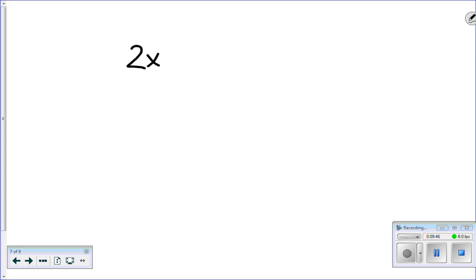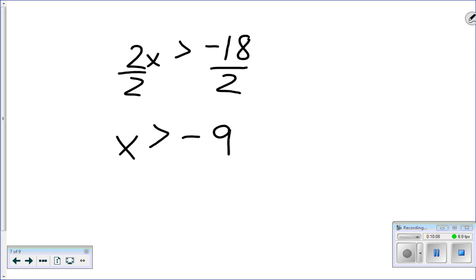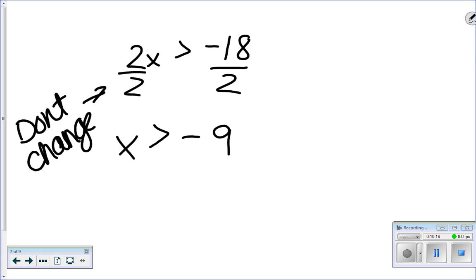Let's say 2x is greater than -18. Okay? So I'm going to divide by 2. Am I dividing by a negative number? No. Even though this is a negative, am I dividing by a negative number? 2 is not negative, so guess what? I do not change my sign then. Okay? So don't change because this is not negative. Is that what you were looking for? Something like that? Okay. I'll do some more examples.